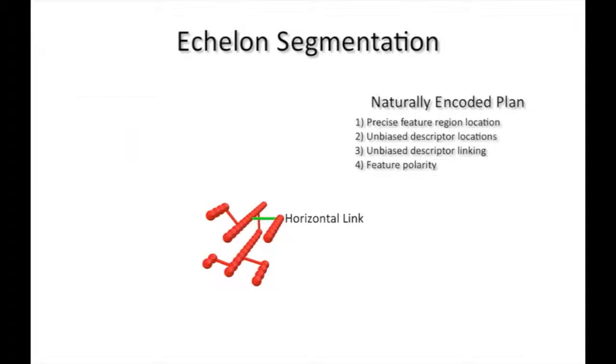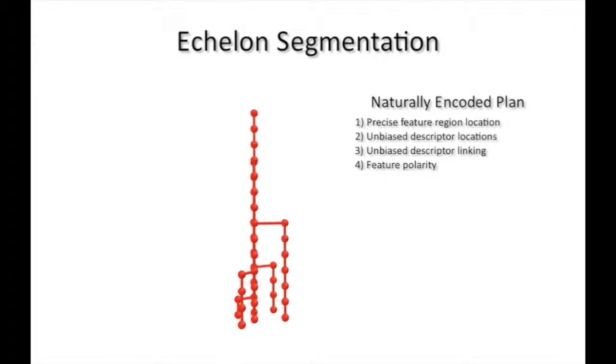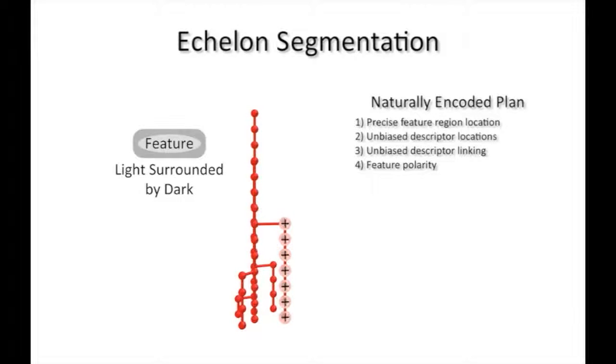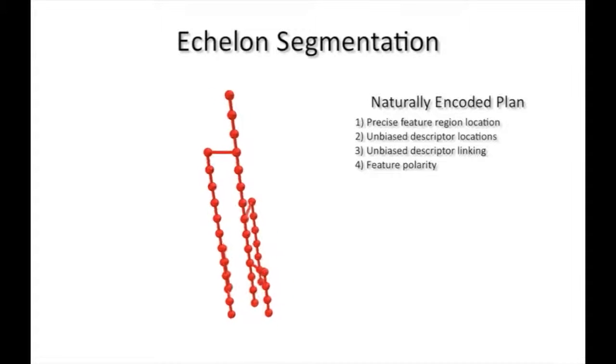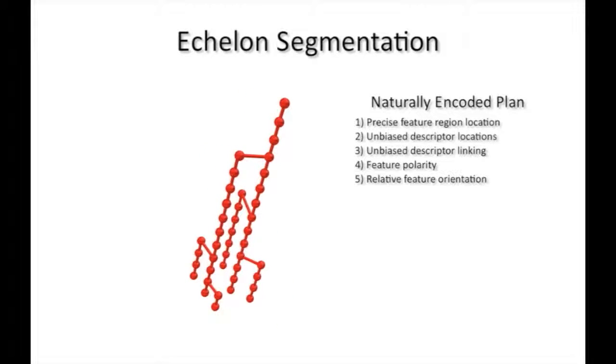The fourth element in the naturally encoded plan is feature polarity. All images can be regarded as contiguous collages of dark and light regions. Light regions embody positive polarity, dark regions negative polarity. Polarity is encoded in a scale space tree as positive when a branch is made up of local maxima, or negative when a branch is made up of local minima. Feature polarity is used by the Echelon algorithm to separate dark features from light features during recognition and classification tasks.